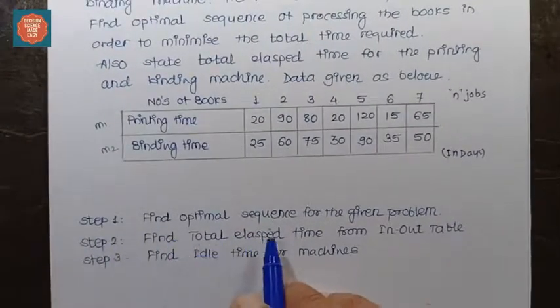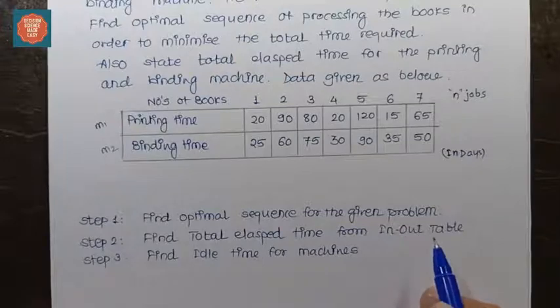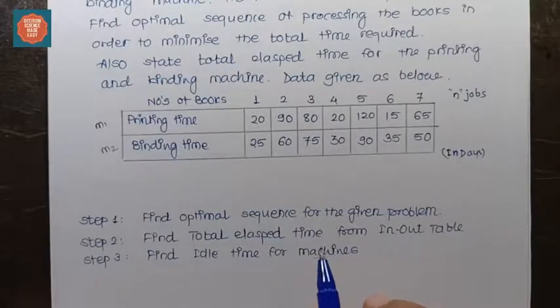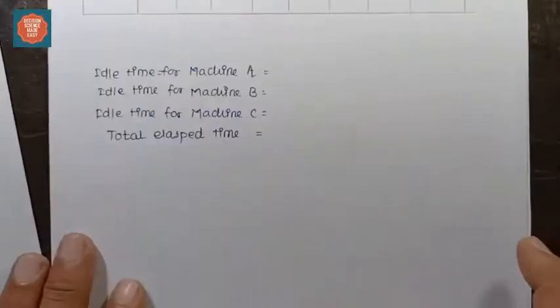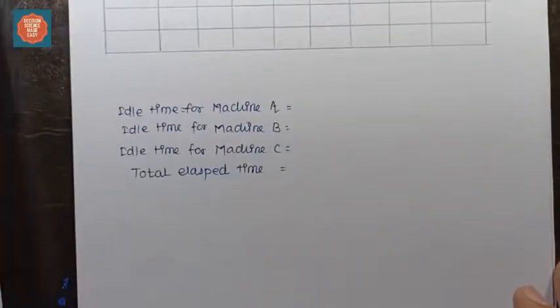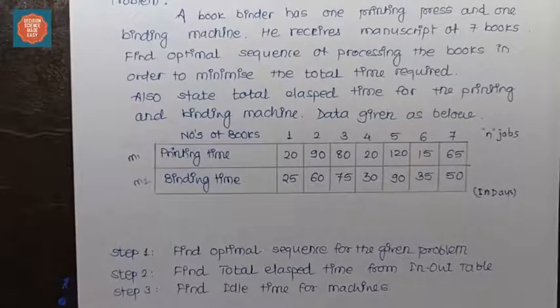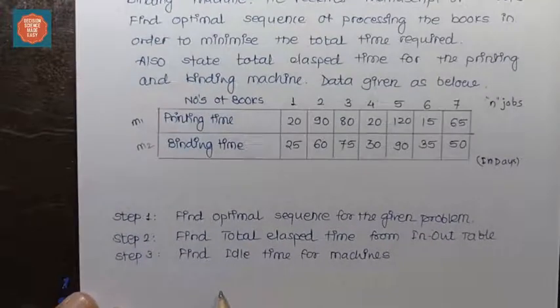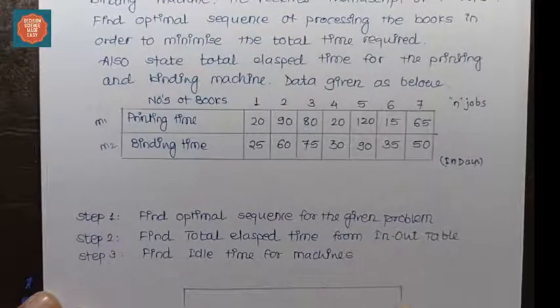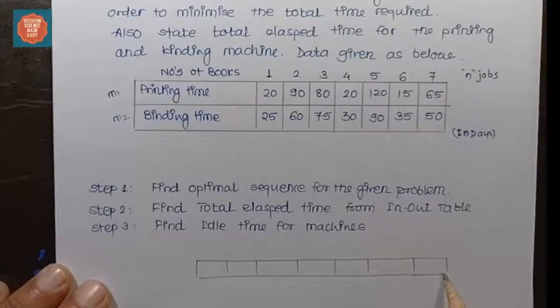First is to find the optimal sequence for the given problem. So it's very easy. What we are going to do first, I'm going to write down this series once again, in order to get the optimal sequence. I'll just draw the number of boxes here: 1, 2, 3, 4, 5, 6, and 7.